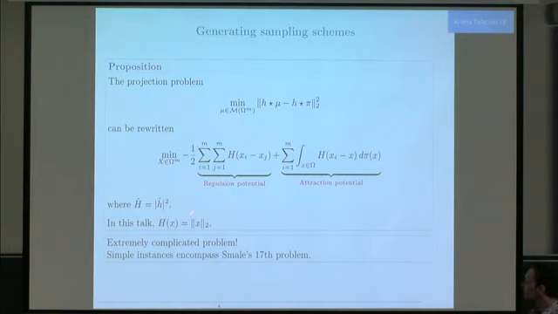In all my talk, I will choose this kernel here, an L2 distance, for some reason. This may seem simple at first look, but if you look closely at the literature, you will realize that some instances of this problem actually encompass Smale's 17th problem to solve for the 21st century. So that's actually an extremely complicated numerical problem. But you can still try to solve it with simple methods like a gradient descent with respect to the positions.